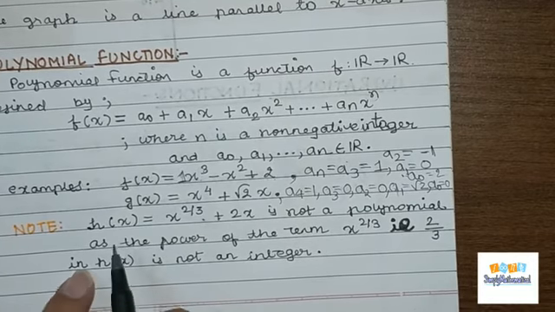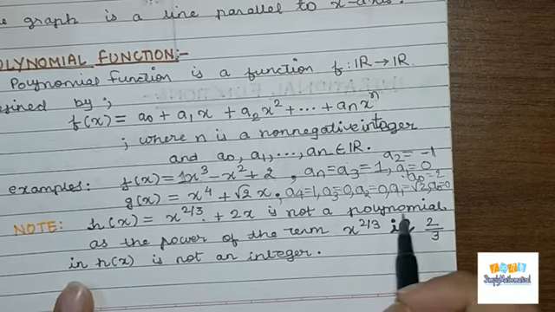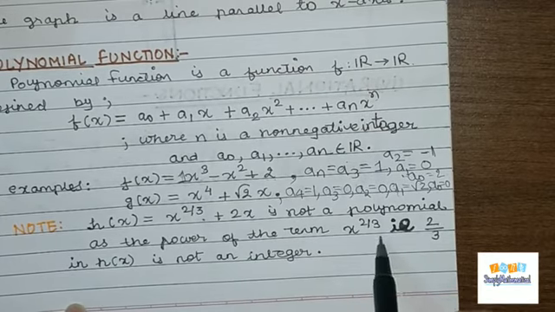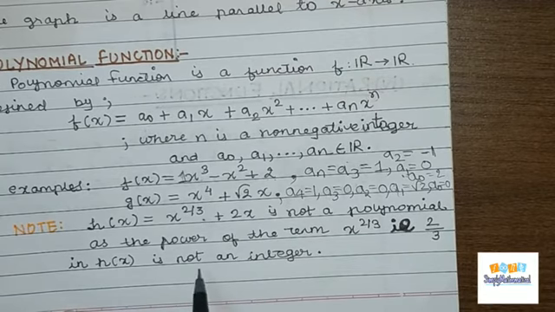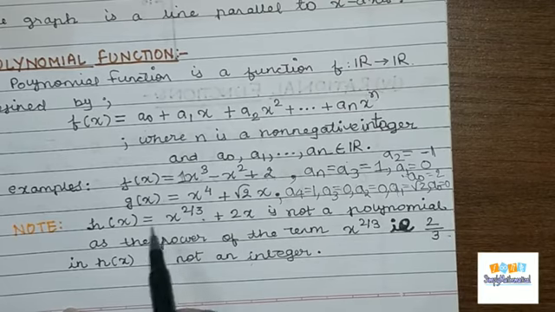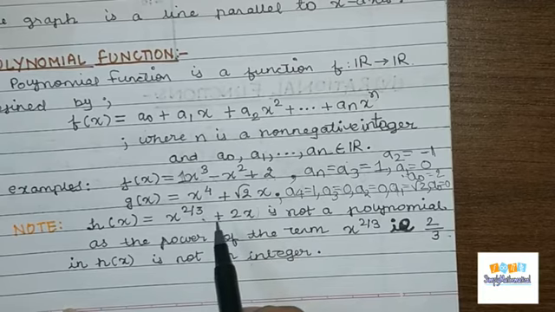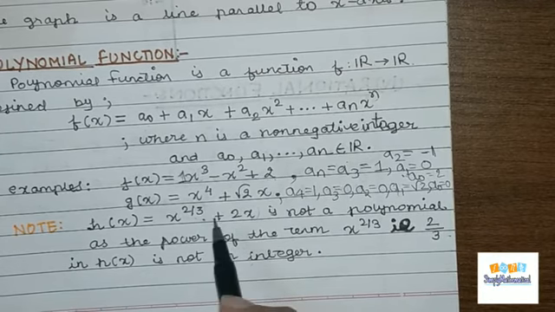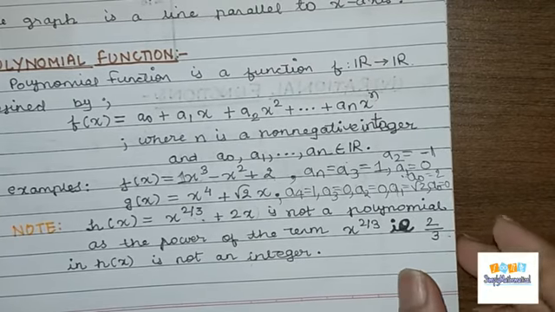Now one note is what? h(x) equal to x raised to 2 by 3 plus 2x is not a polynomial. Why? As the power of the term x raised to 2 by 3 in h(x) is not an integer. 2 by 3 here is not an integer, so this is not a polynomial. The power of x in each term should be an integer. Here you have a fraction. So this h(x) is not a polynomial, right.